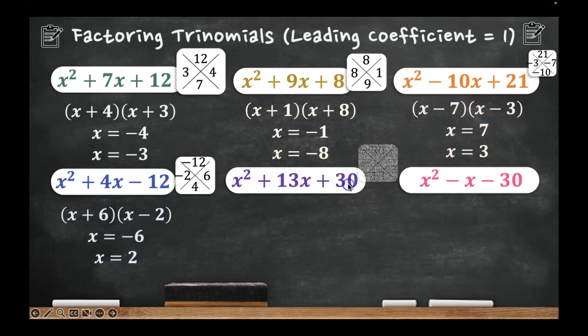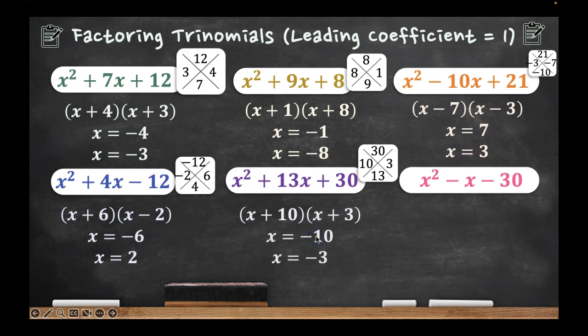All right, so now let's look at the next one. Two numbers that multiply and give you 30, but add and give you 13. So then 30, we'll hop right to it, 10 and 3. Because if I take 10 times 3, I get 30. If I add those two, I get 13. So x plus 10, x plus 3 are my factors, while my solutions are x equals negative 10 and x equals negative 3.